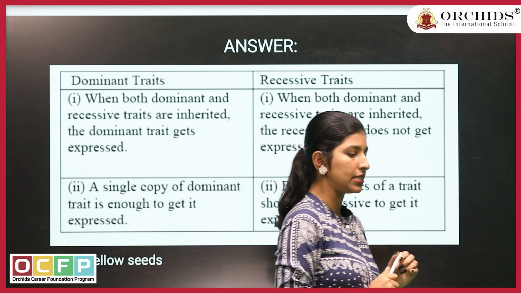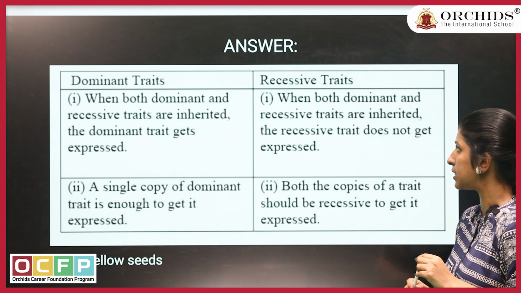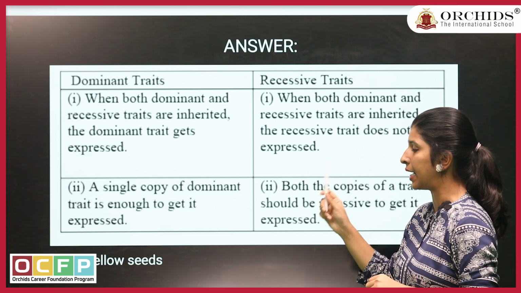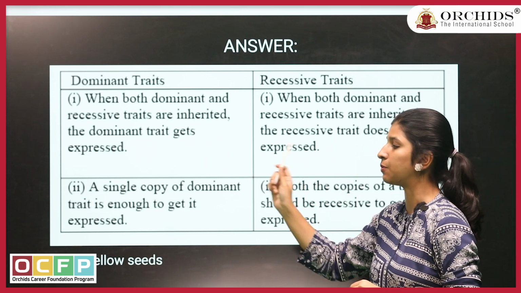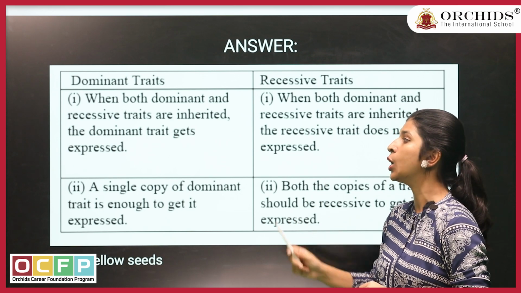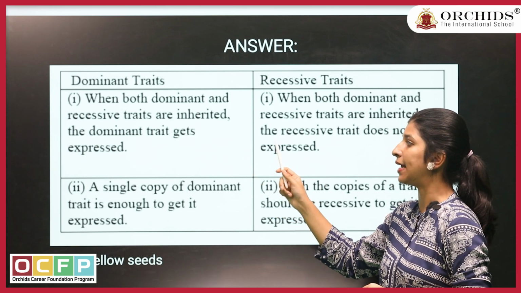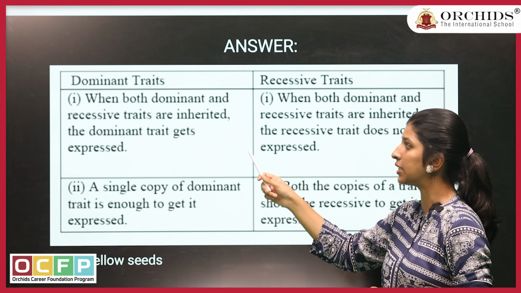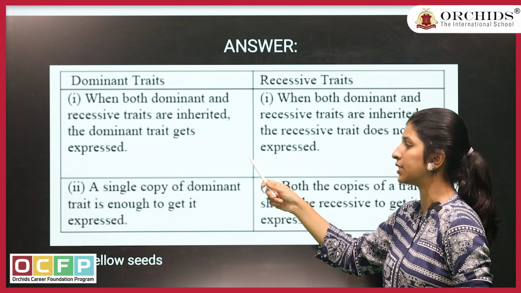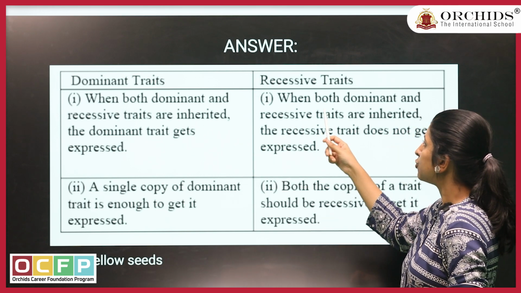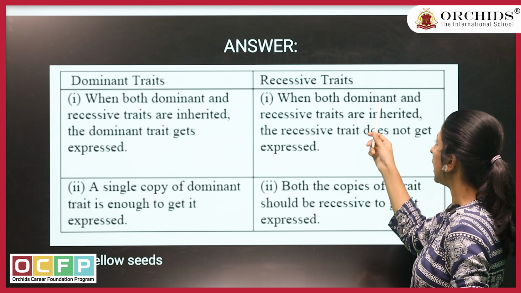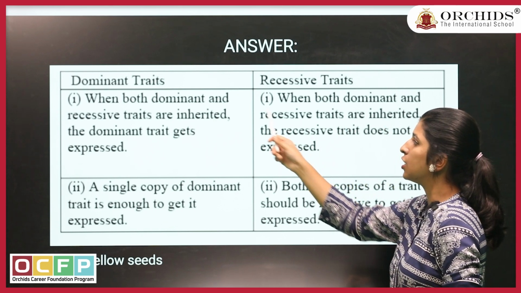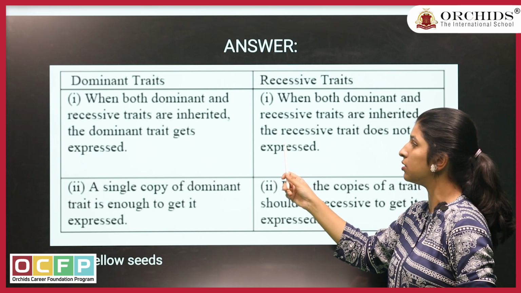Here itself we can understand the difference between dominant trait and the recessive trait. The first difference: when both dominant and recessive traits are inherited, the dominant trait gets expressed. This is something that we all are familiar with. We know that the dominant trait will get expressed even though there is one recessive trait over there, and the dominant trait has the capability of suppressing the recessive trait. That is the first difference. When it comes to the recessive trait, when both dominant and recessive traits are inherited, the recessive trait does not get expressed. So this is the first difference that you can write for this question.